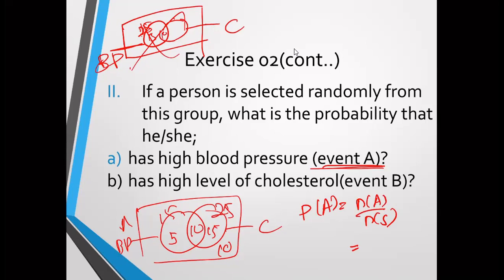How many elements are there in the event A? Is it 5 or 15? It asks, if a person is selected at random from this group, what is the probability that he or she has high blood pressure? It doesn't mention the other disease. Anyway, that person must have high blood pressure. Sometimes that person might have the other disease as well. We do not know about that. We need to find the probability that he or she has high blood pressure.